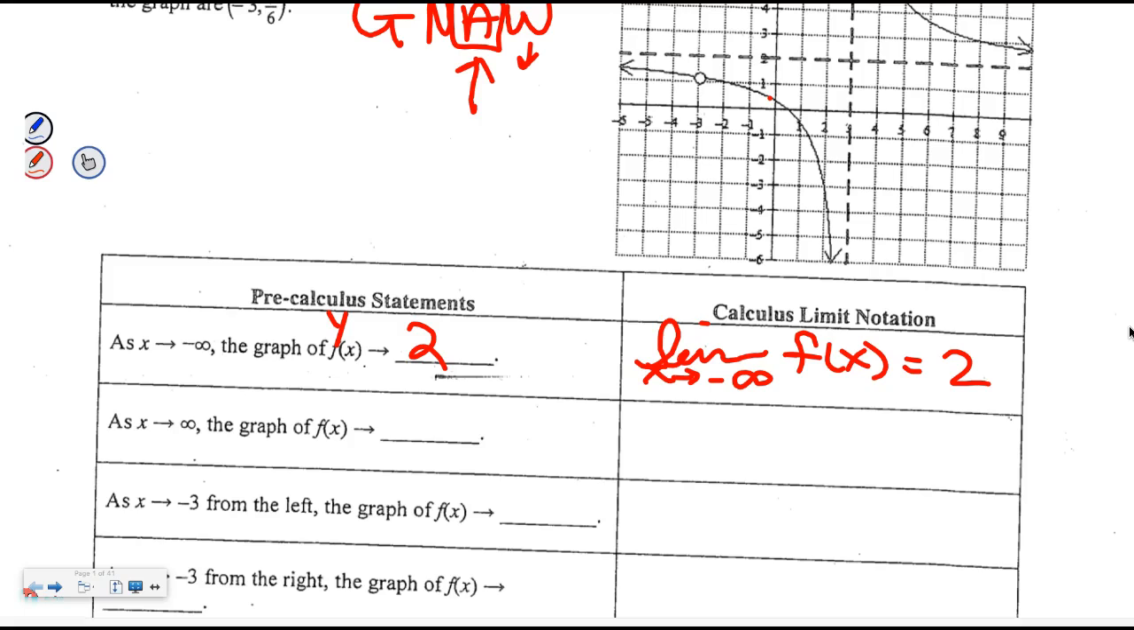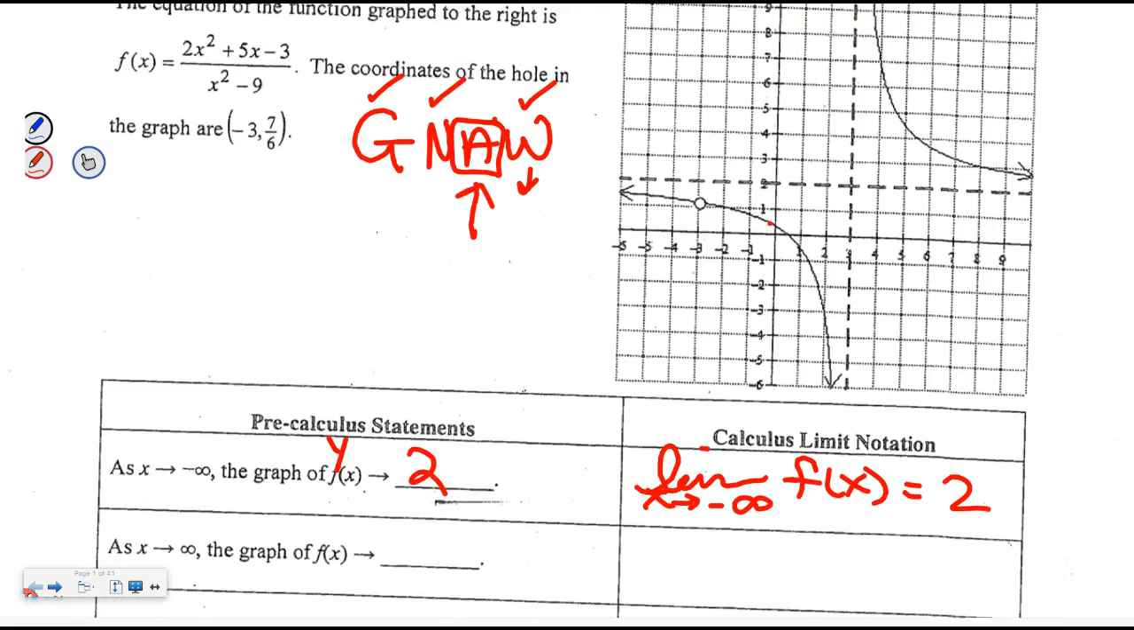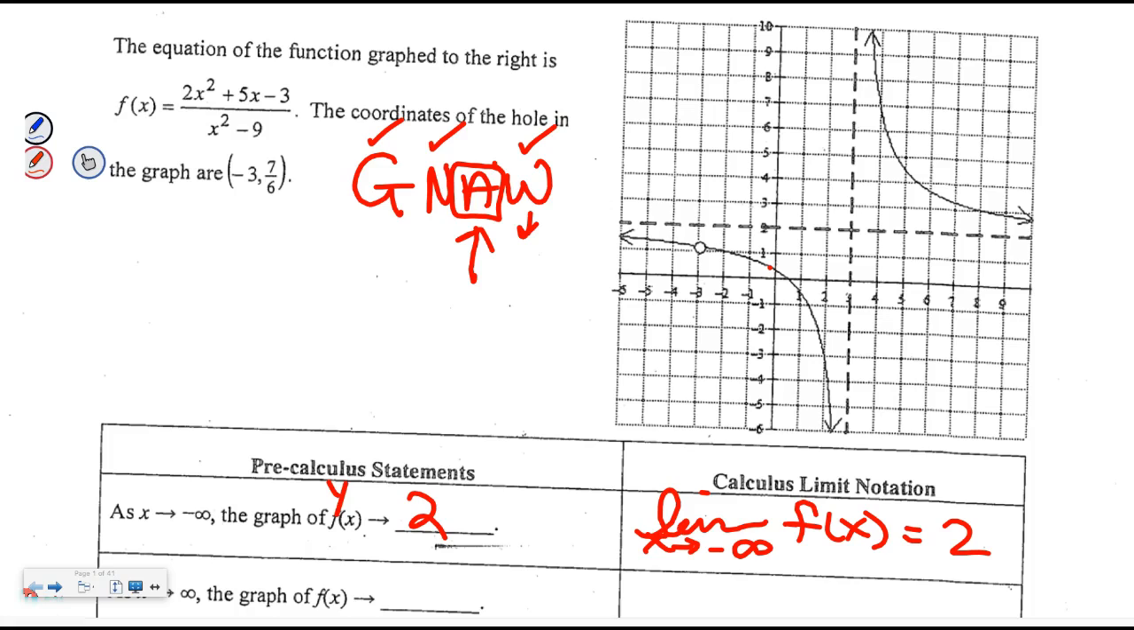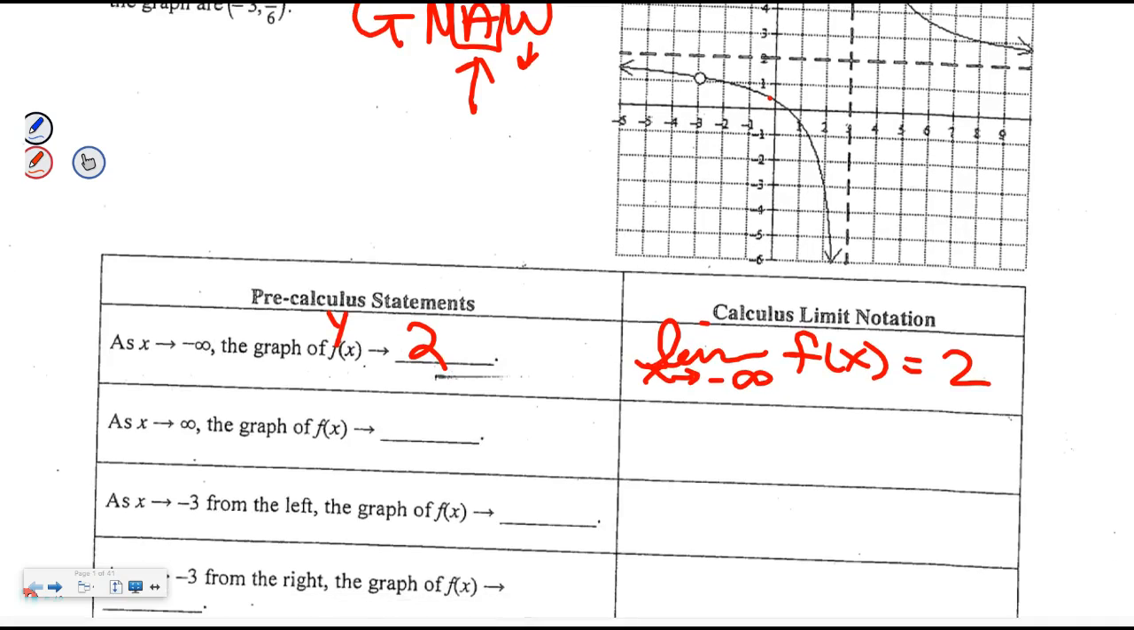Next up, as x approaches positive infinity. So again, you're going to hop on the graph and head to the right as far as you can go, on the right-hand side of the graph, heading on out to infinity. What are the y's approaching? 2 again. Now, we'll go ahead and write that. Remember, these are y's, so this would be the limit as x approaches positive infinity of the function is also 2.